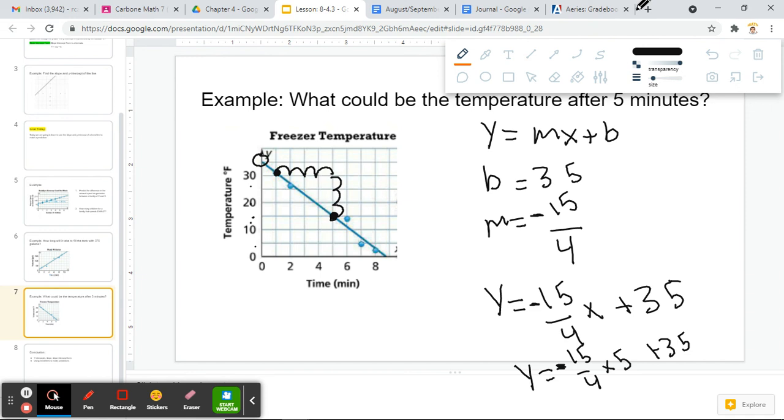We're going to get it. That means that y is equal to 16.25. And if we look over at 5 minutes here, it would be right about here, and I could definitely see that this would be around the 16.5 range, so 16.25. Alrighty, so that means after 5 minutes, it would be 16.25 degrees Fahrenheit.